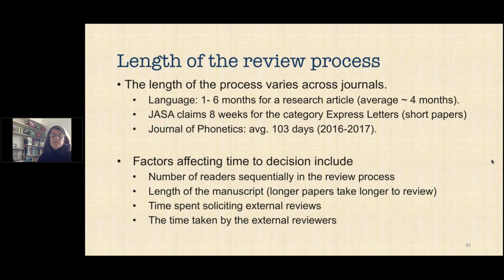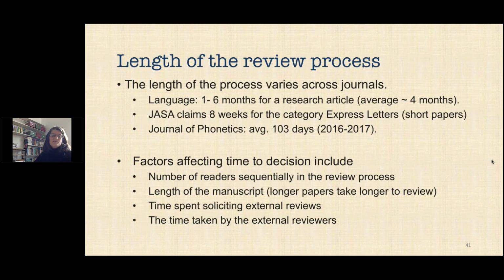In some cases, a journal like JASA, the Journal of the Acoustical Society of America, which has a short format category called Express Letters, says that they'll get you a decision in 8 weeks. So this is a very good place to send a short paper. When I say short, I mean papers that will be 4 pages in print once they're accepted. So if you want a quick publication and you have something that would be suitable, this is something that you could consider.